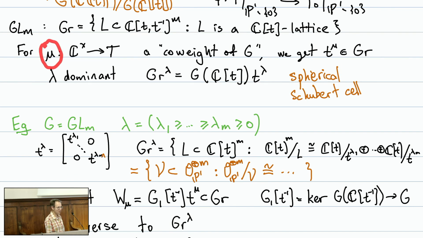I'm using mu because I think of it as just an arbitrary co-weight, and I switched to writing lambda because now I want it to be dominant. The only reason I want it to be dominant is so you just get one representative. Any co-weight is related to a dominant one by the action of the Weyl group, and if you change by the action of the Weyl group, it won't change this orbit. So it's not that important.